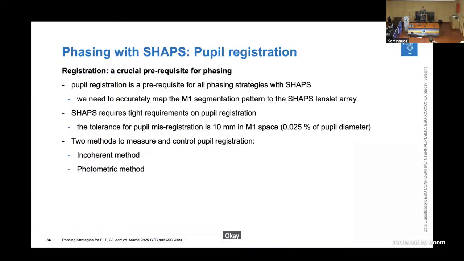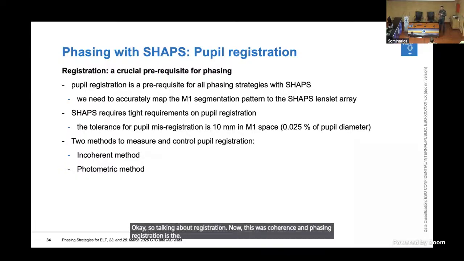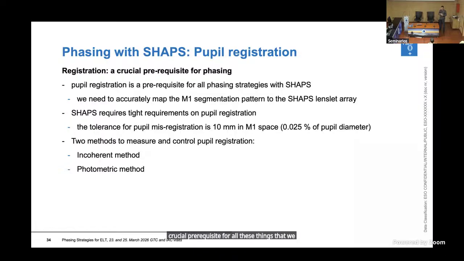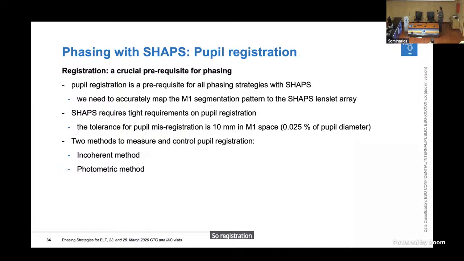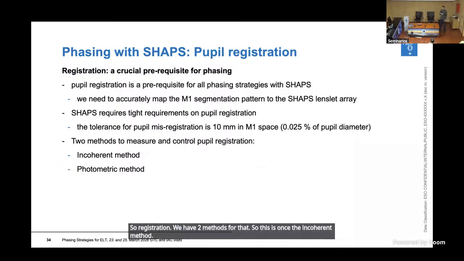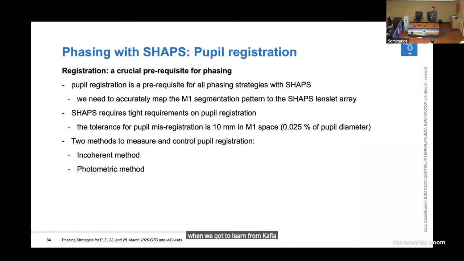Okay, so talking about registration. Now, this was coherencing and phasing. Registration is the crucial prerequisite for all these things that we do with the Shack-Hartmanns. If we don't do that, we cannot actually go one step further. So for registration, we have two methods. This is one, the incoherent method, where we got to learn from Javier, and the photometric method that we can do because we have visibility of the edges.